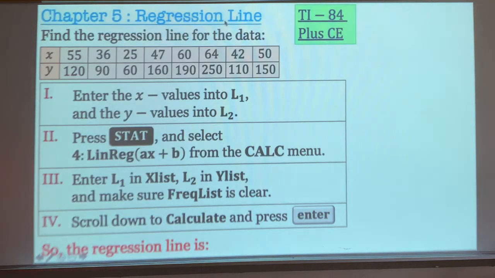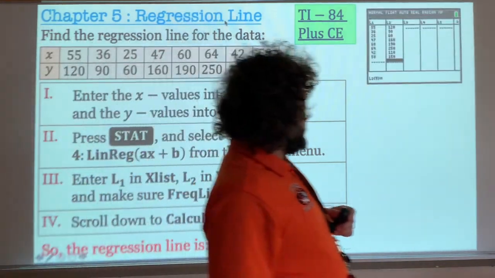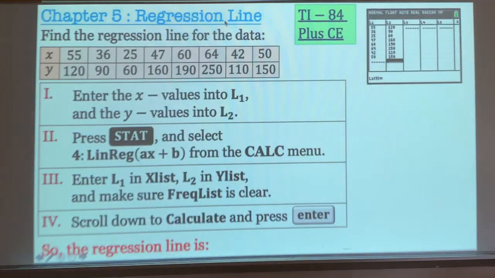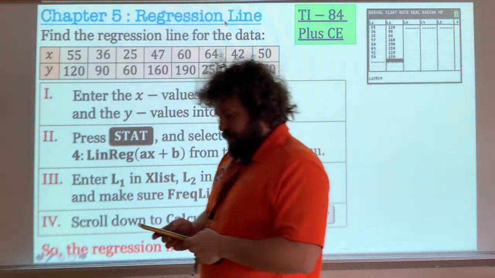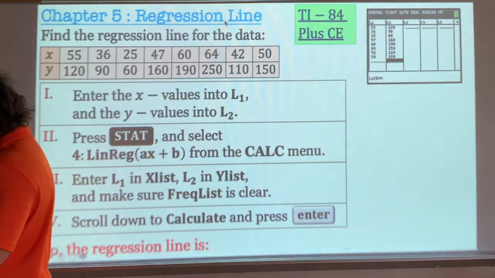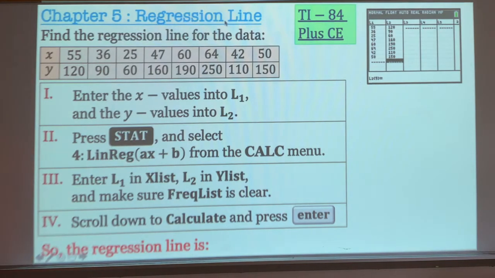Now, here's how to use this calculator. To find the regression line for data, we're going to enter the x values in L1 and the y values in L2. Now, in order to do that, in case you guys forgot, you take your calculator. Okay, you want your list cleared, so you can press second.